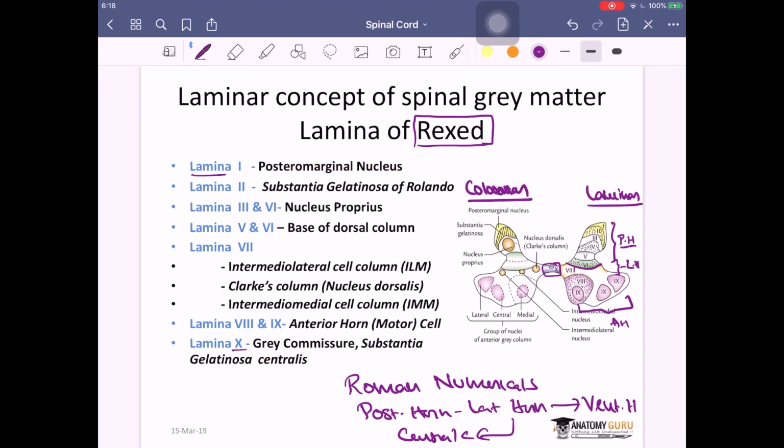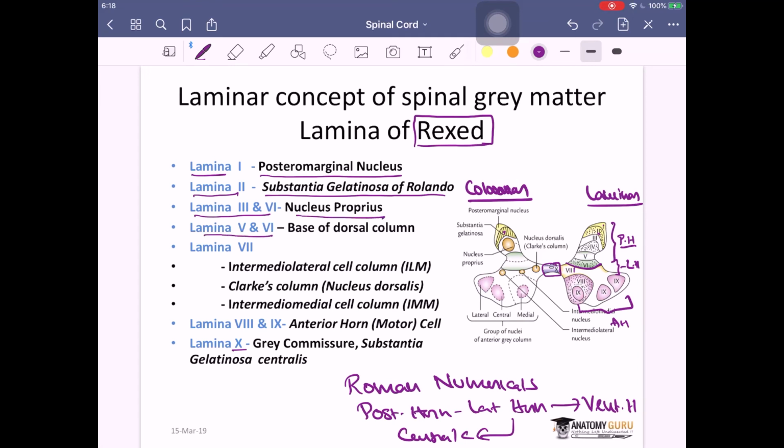Now what is the corresponding thing? You can see this table. Lamina 1, which is shown here at the tip, corresponds to your posto-marginal nucleus, which was not there in the previous classification, so it has been added. Lamina 2 corresponds to your substantia gelatinosa of Rolando. So please compare this portion with this part of it.